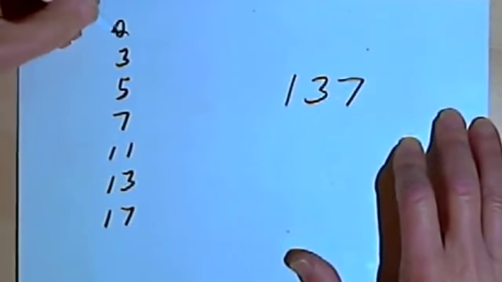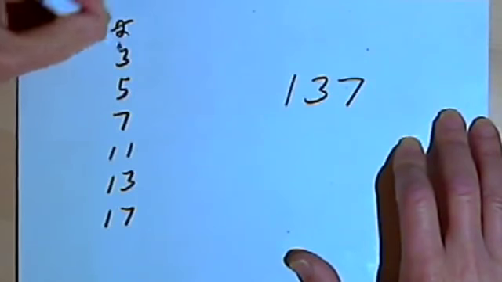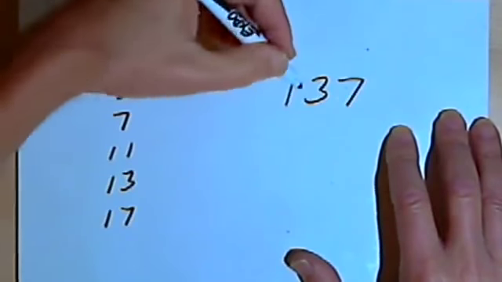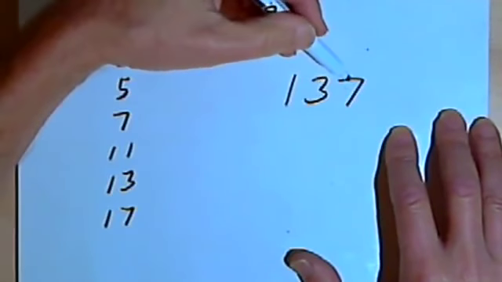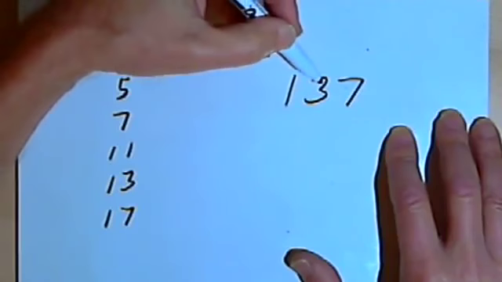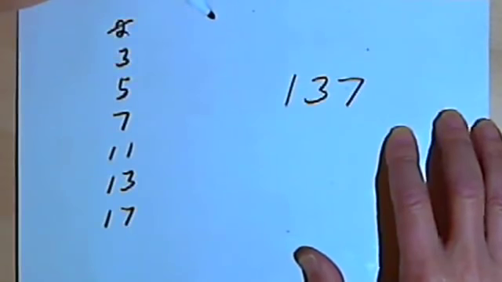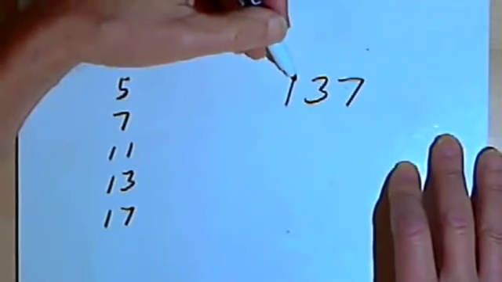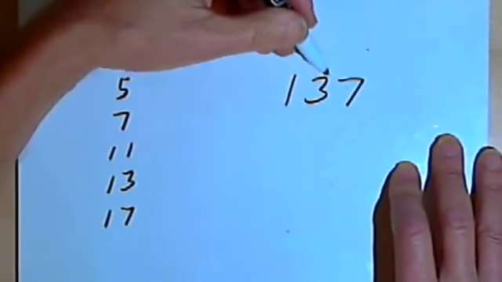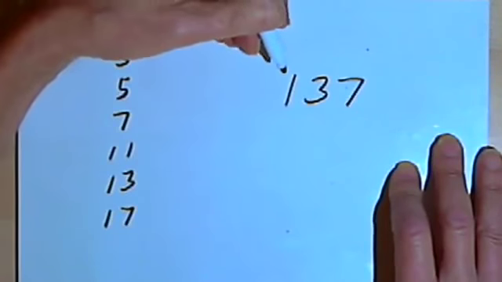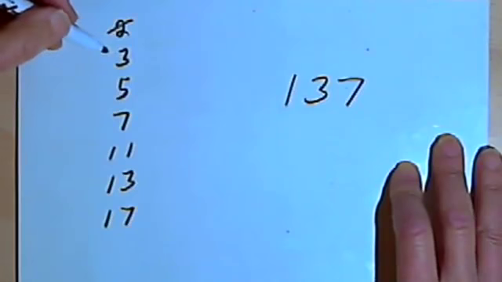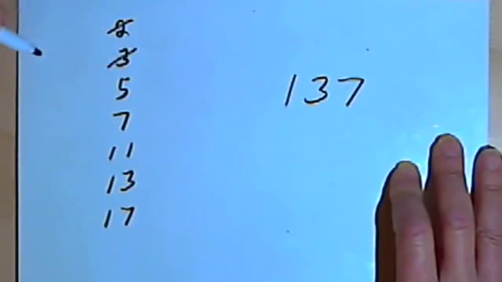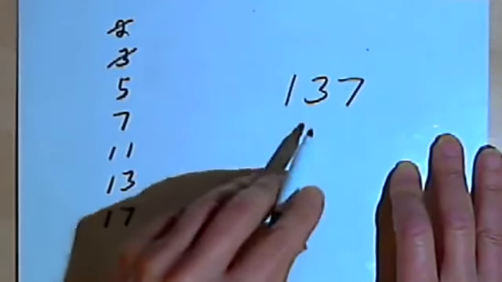Let's see. Well, I've already checked 2. 2 did not work. If I want to see if I can divide 3 into 137, I've got this trick that says add up all the digits in 137. So I'll add a 1 plus a 3 plus a 7. That's going to be an 11. And now I'll take those digits and add them together, the 1 plus the 1, and that'll give me 2. And for a number to be divisible by 3, when I add up its digits, I have to get either a 3 or a 6 or a 9. That didn't happen, so 3 is not a factor of 137.